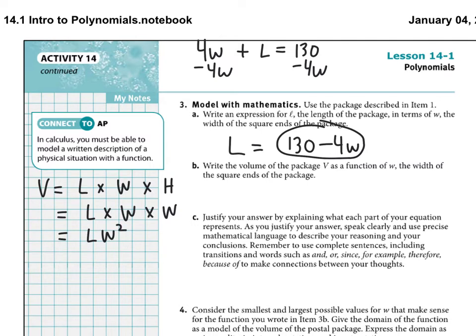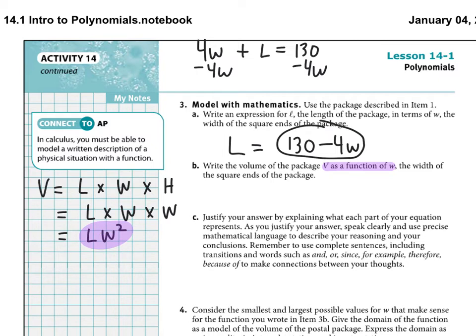Now what we want to do here in part B is write the volume as a function of W. Meaning I only want to have W's in our expression here. So here's what we're going to do. We're going to do a little substitution.